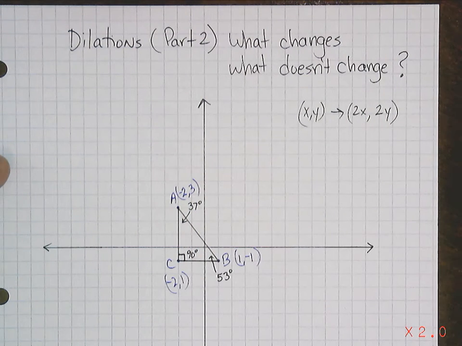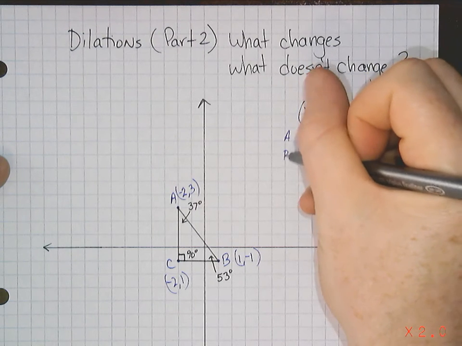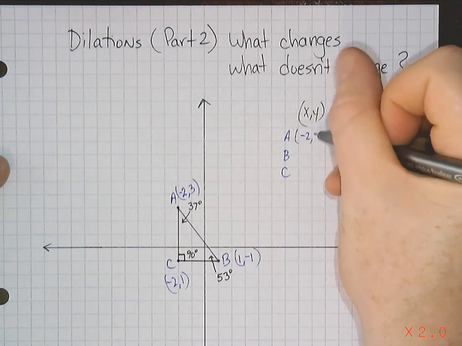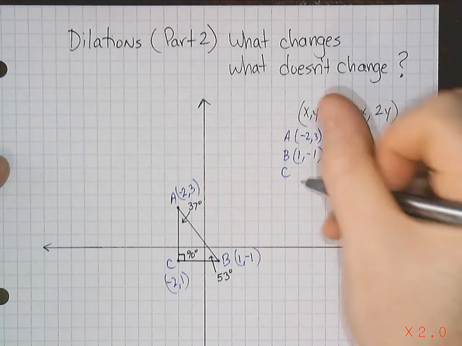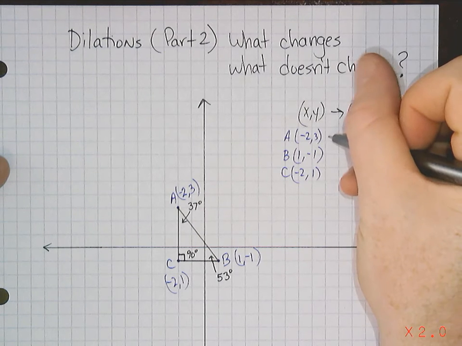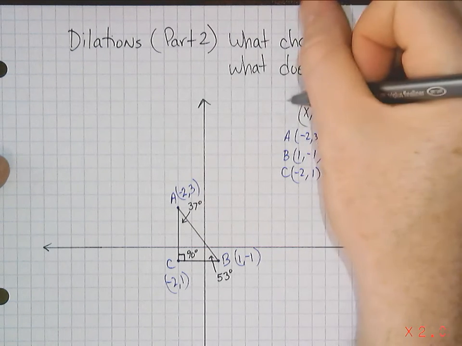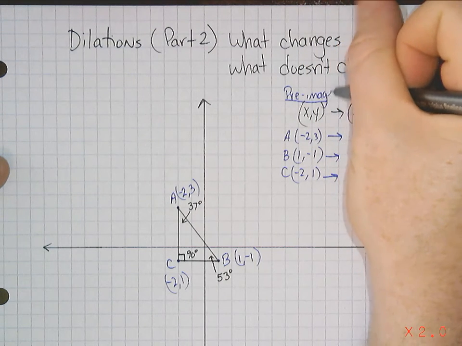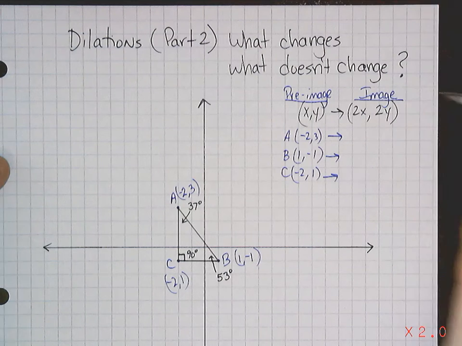And then what we're going to do is take our ordered pairs, let me write that down here, which were -2, 3, 1, -1, -2, 1. And we're going to multiply everything times 2. We're going to find our new, remember this is your pre-image, and this is our image. So we'll multiply everything by 2.